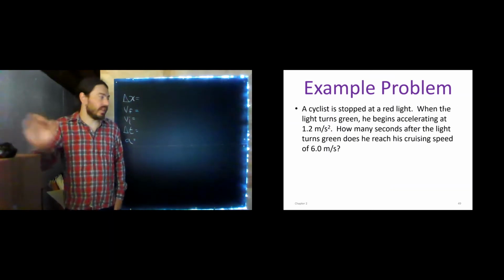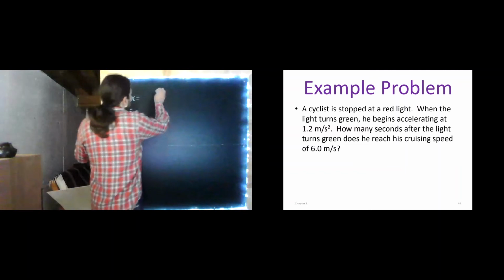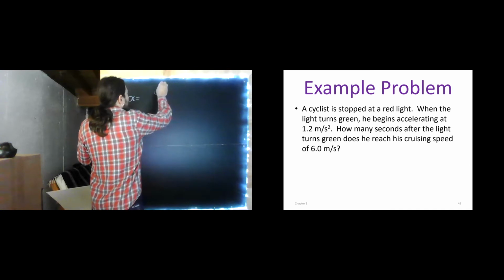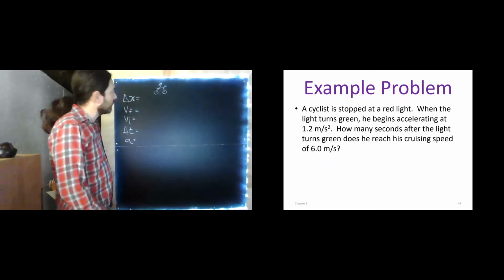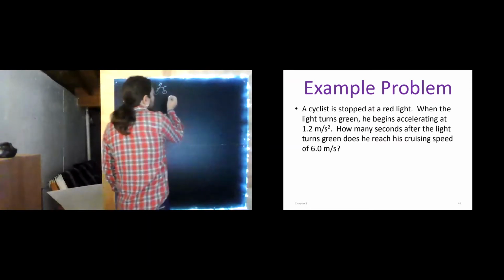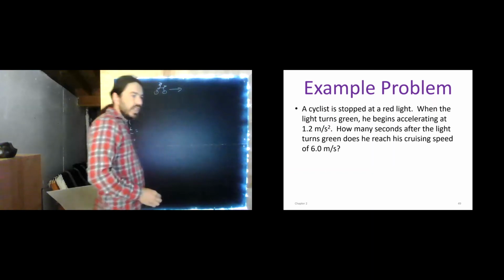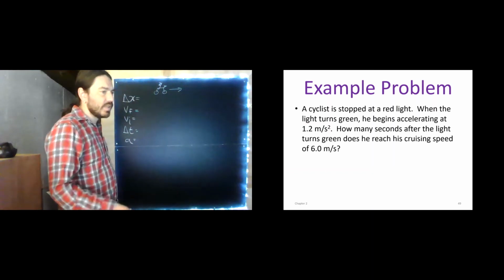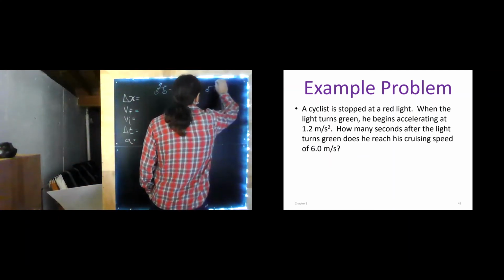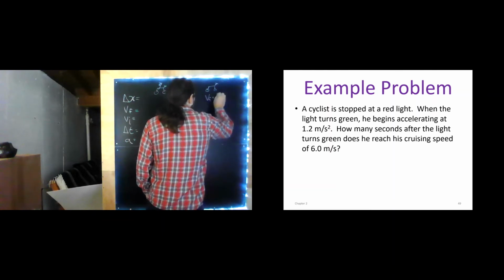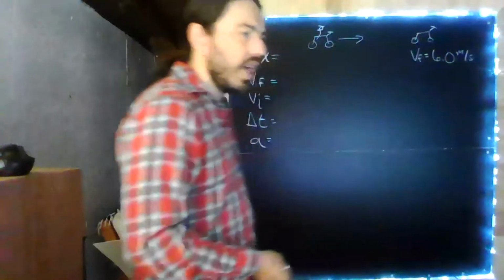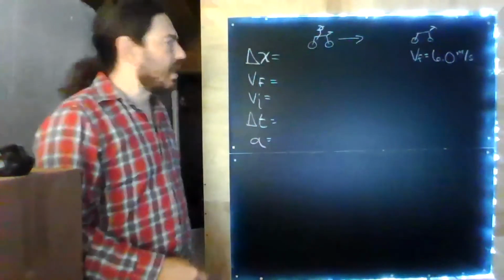A cyclist is stopped at a red light. Okay, so apparently this problem is about a cyclist. I'm just going to draw myself a quick picture here. There's my cyclist, and he's stopped at a red light. It says, when the light turns green, he begins accelerating at 1.2 meters per second squared. So he's going to head over this direction. How many seconds does it take him to reach his cruising speed of 6 meters per second? So he's going to be over here, and his V final is 6 meters per second. So he starts here, he goes over here. Okay, now I can really visualize this problem.